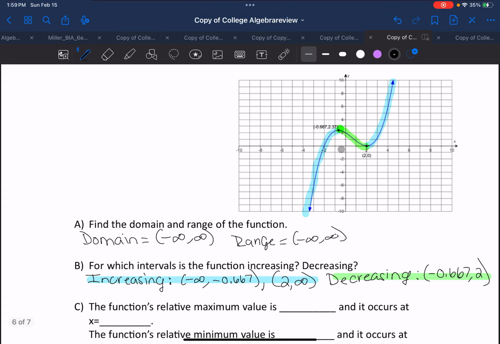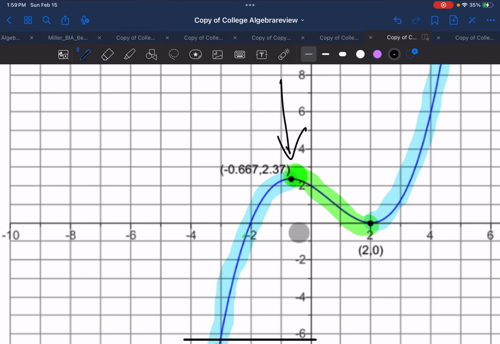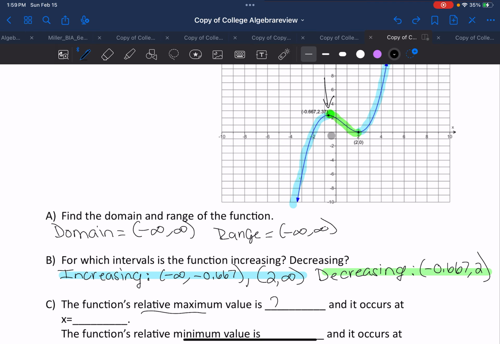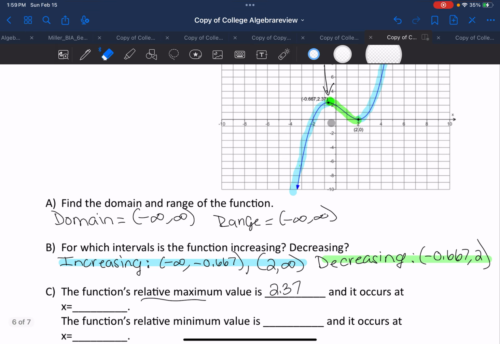Okay, and then it says the function's relative maximum value is blank. So remember, relative maximum, these are the tops of the hills. So that would be this point at the top of that hill. And the actual relative maximum value is the y value. So that would be the 2.37. And it occurs at that x value negative 0.667.